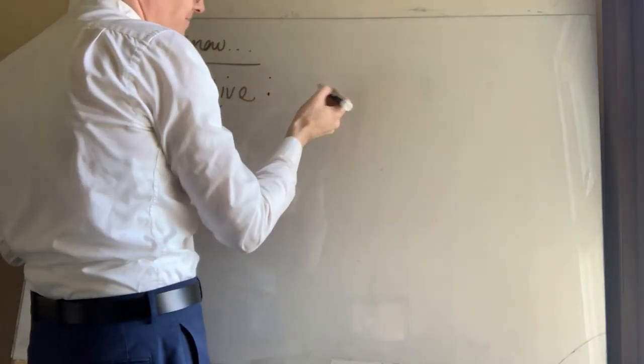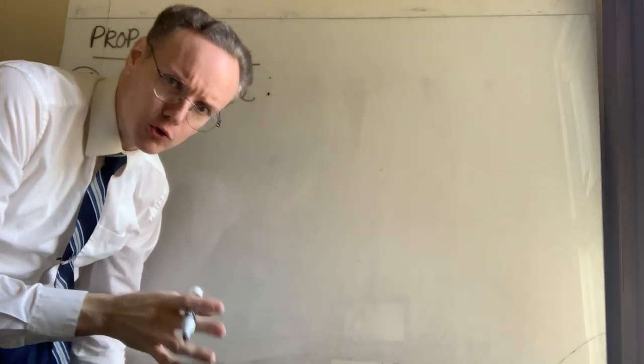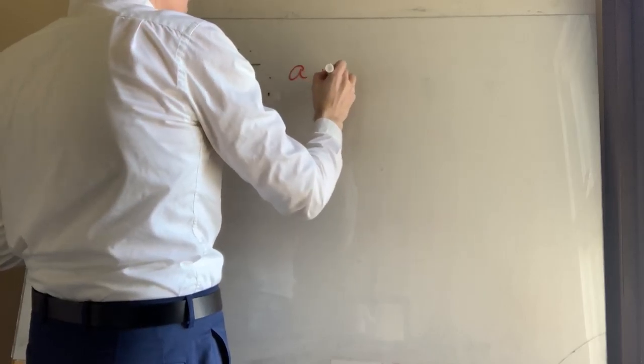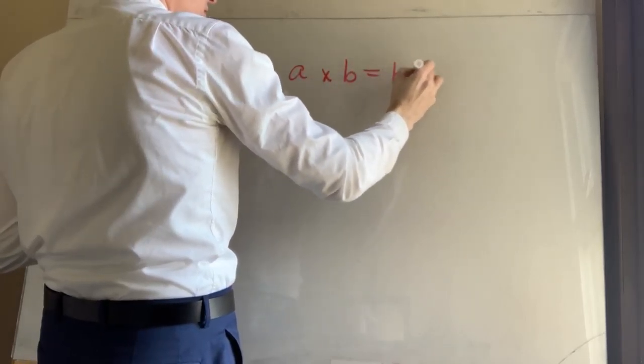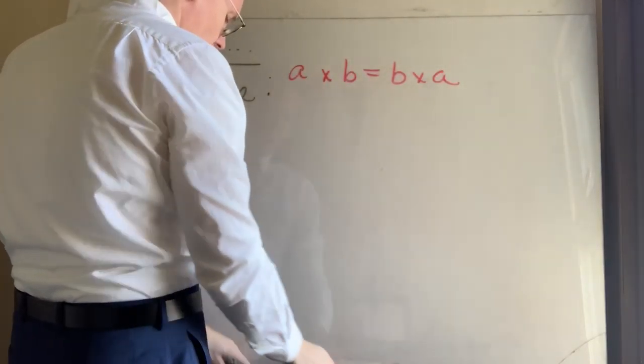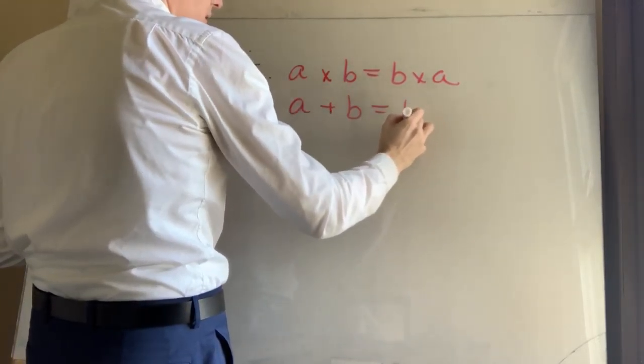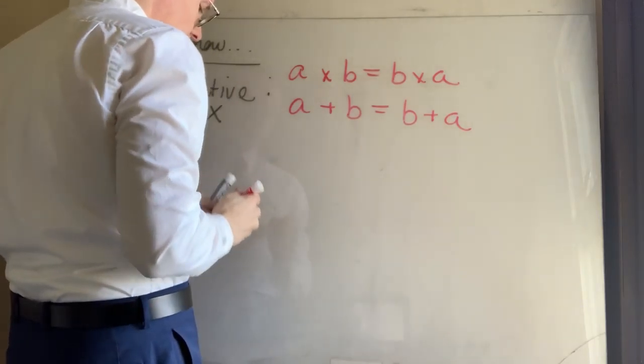What does that look like? They give you models often in a textbook that involve letters. So you would see something like this: A times B equals B times A. And I'll just do the same thing: A plus B equals B plus A.